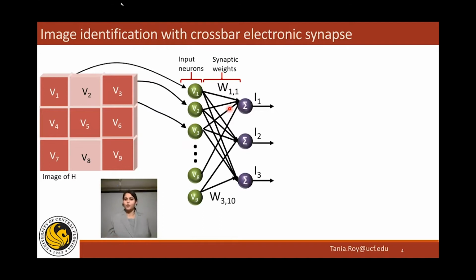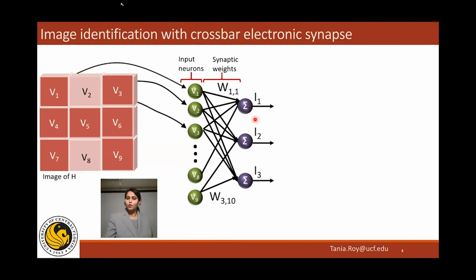And the next layer is summing up the entire current. If you look at it, V1 is voltage, W is conductance, so V1 times W1 is current. So we now have in this layer 3 neurons, these purple neurons, which are summing up the current through all these inputs.